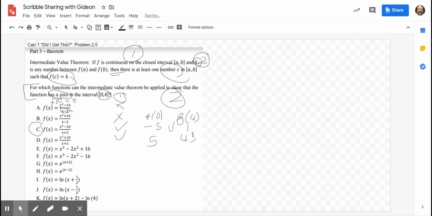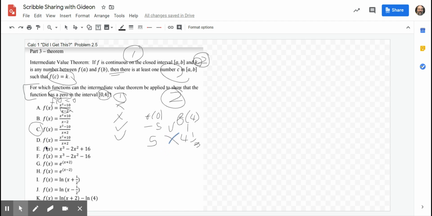Uh-oh. We don't know if we include 0. I mean, 0 is not in that interval between 5 and 4 1/3, so that's a no. We cannot apply the theorem. Now, let me make a point here. Just because the theorem cannot be applied doesn't mean that it's impossible for there to be a value that is a 0 of the function. It just means the intermediate value theorem is not the way you'll be able to find one.